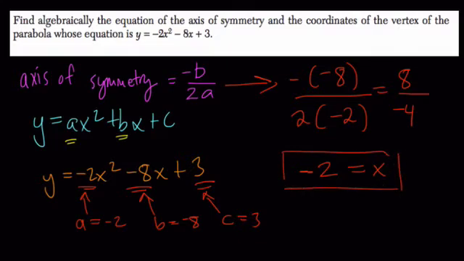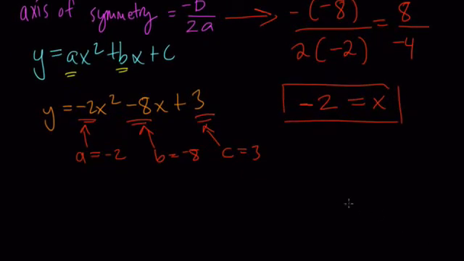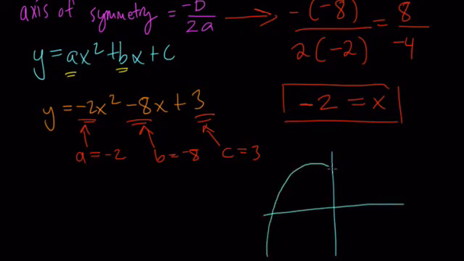This just means if you have your graph, you can almost picture the graph of this parabola. Our a term is negative, right? So our axis of symmetry is equal to x equals negative 2. Right here.